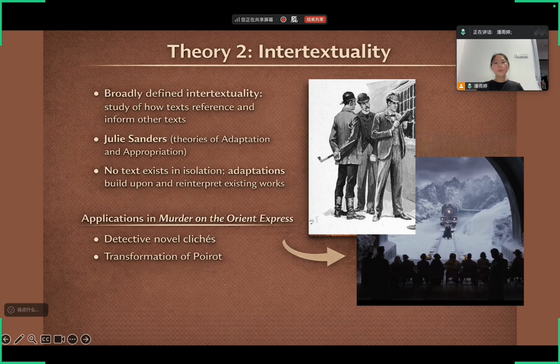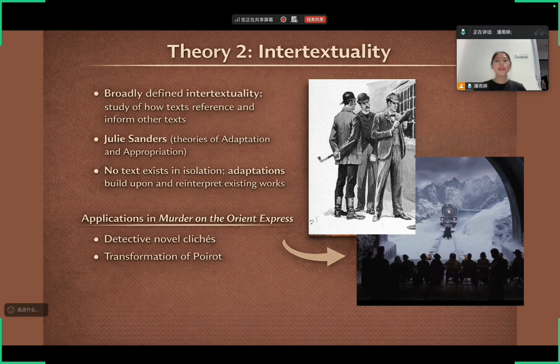The second principle I will use is intertextuality, which comes from Julie Sanders' theory of adaptation and appropriation. Sanders argues that adaptations don't exist in isolation. Instead, they are shaped by other text genres and cultural expectations. This means that a film adaptation is influenced not only by its original source text, but also by the dominant media styles of its time.